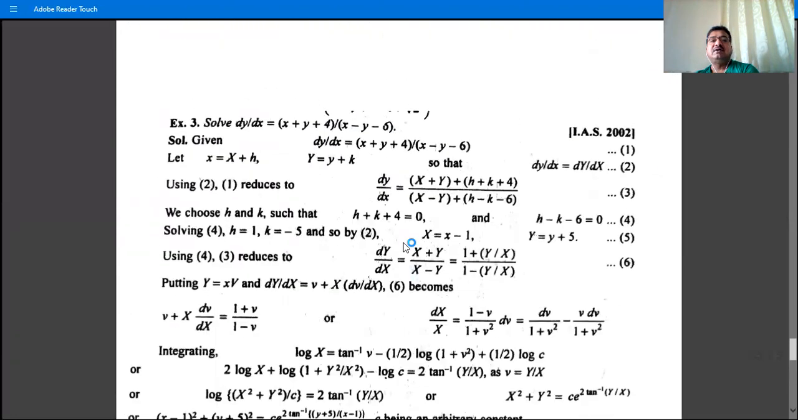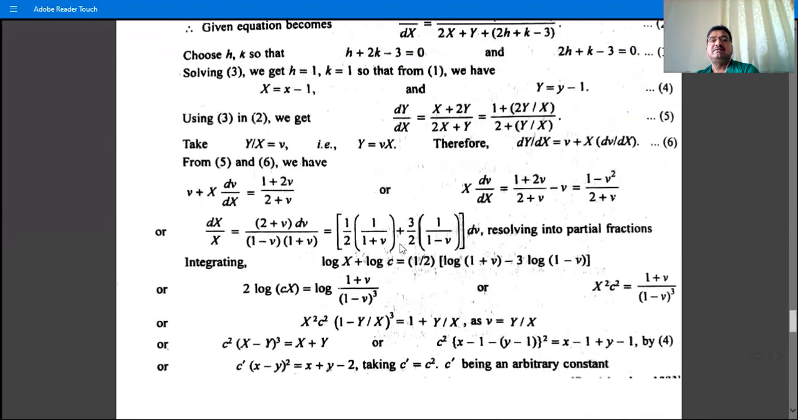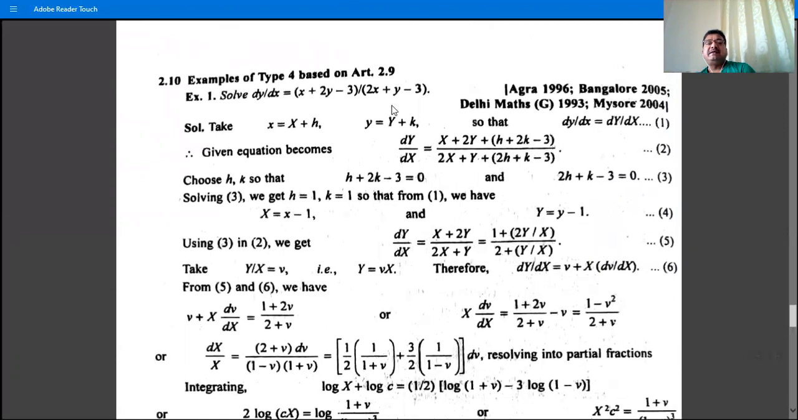But if we observe that the ratios are not equal, for example, dy by dx is equal to x plus 2y minus 3 divided by 2x plus y minus 3. In this case, a1 by a2 is 1 by 2 and b1 by b2 is 2 by 1. So a1 by a2 is not equal to b1 by b2. This is again an example of the same type, dy by dx is equal to a1x plus b1y plus c1 divided by a2x plus b2y plus c2. But in this example, a1 by a2 is not equal to b1 by b2.